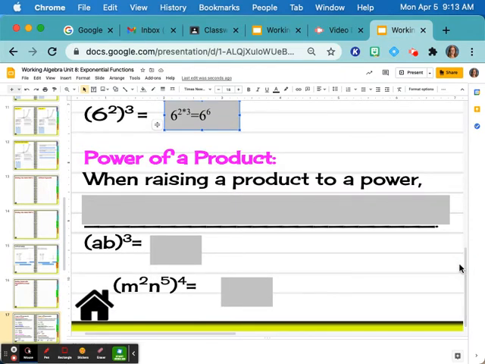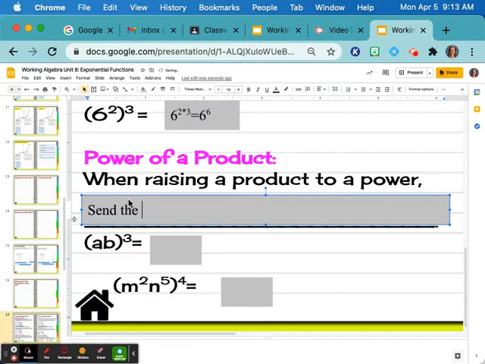Power of a product. When raising a product, so a product means two things are being multiplied to a power, what is going to happen to this exponent? That means AB is being multiplied to itself 3 times. So we are going to send the exponent to each term, each variable, each term. Multiply exponents.